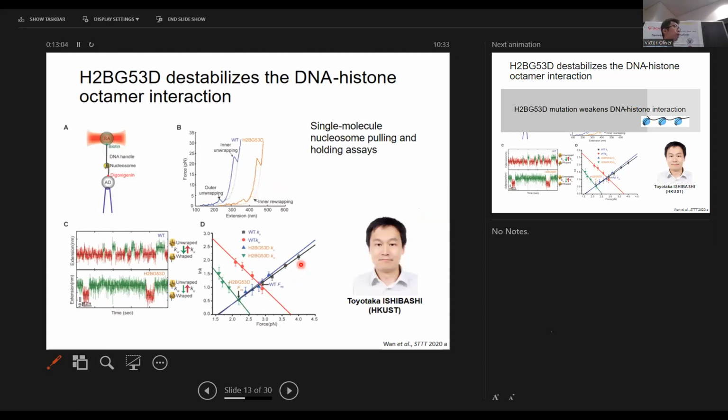So in collaboration with Toyotaka at Hong Kong UST, we first performed this experiment, which is called the single molecule nucleosome pulling and holding assay, which they are able to perform at the single molecule level to measure the force required to separate or denature a nucleosome. Measure the force that is able to denature a nucleosome.